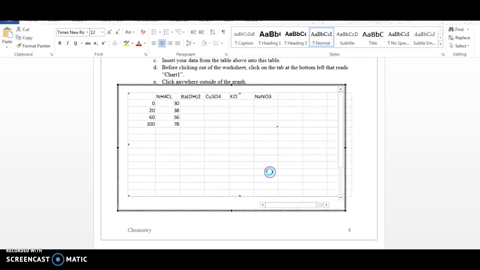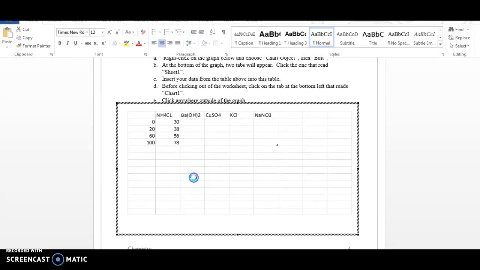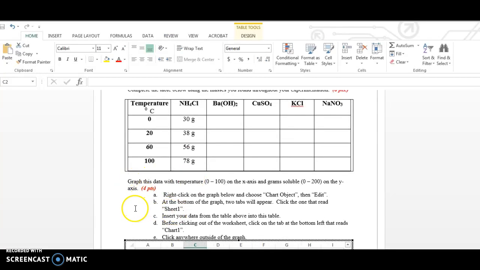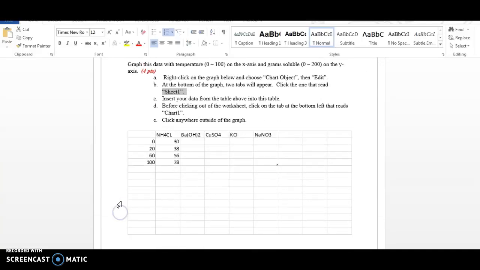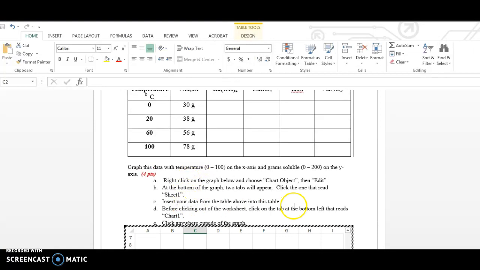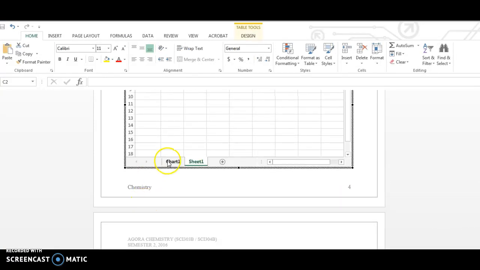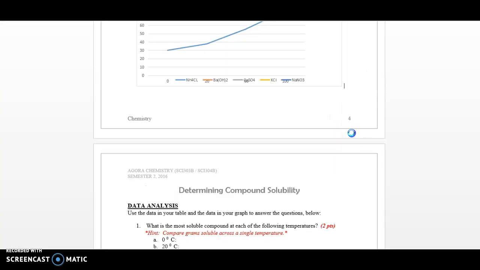And then double click on it. I don't know why it always does this. It's hard. You sometimes have to just kind of play with it. I think that's because I'm recording right now. It wasn't this hard before. So double click. There we go. And then you have to click on chart and then click anywhere outside.